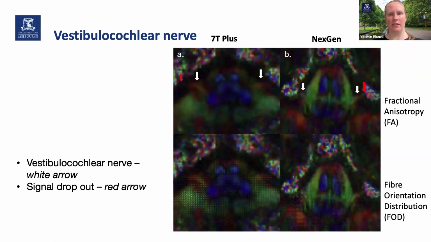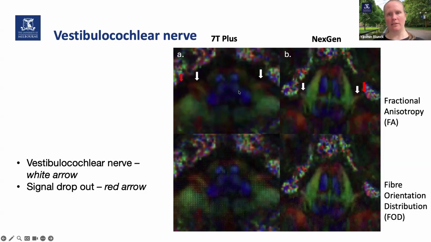So next we looked at the auditory nerve, and in this slide we're comparing again the 70 plus on the left and the NexGen system on the right. The top row is again fractional anisotropy maps, and the bottom rows are fiber orientation distributions that we got from the CSD analysis. We focus again on the areas shown with the white arrows, in which you can see the auditory nerve emerging bilaterally from the brainstem.